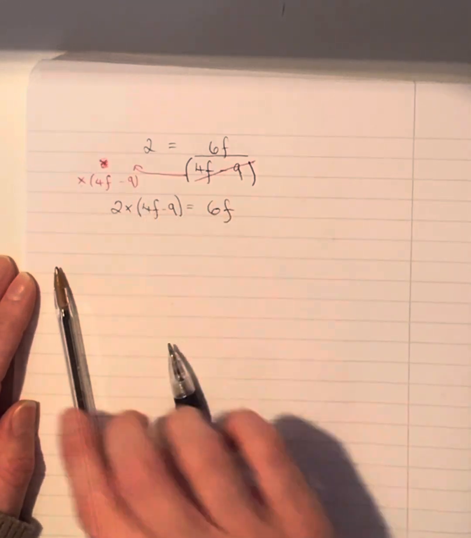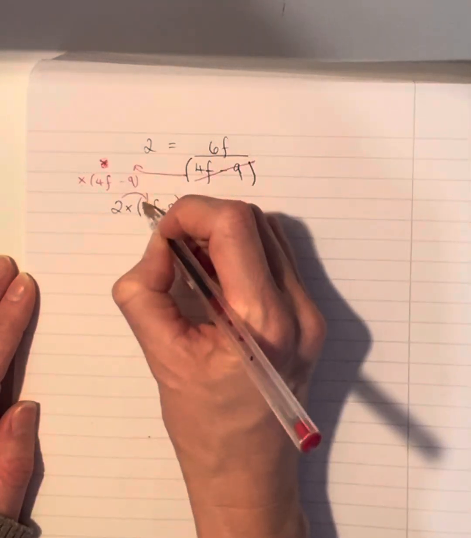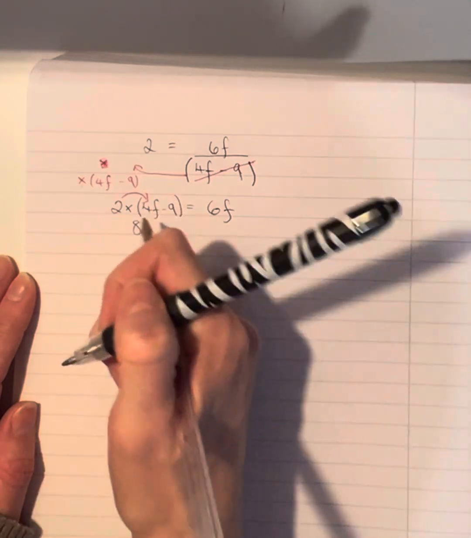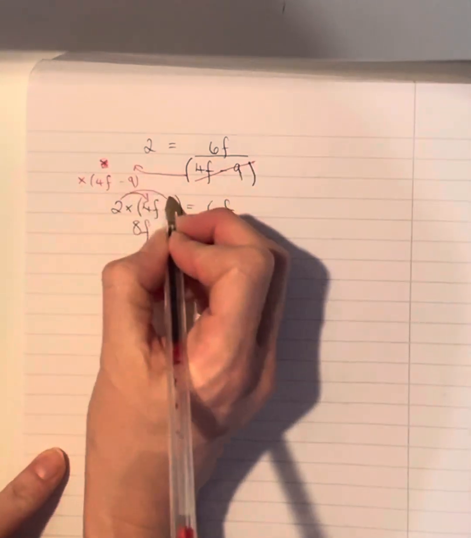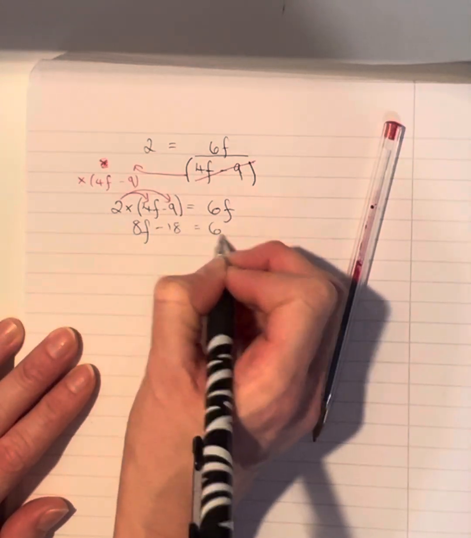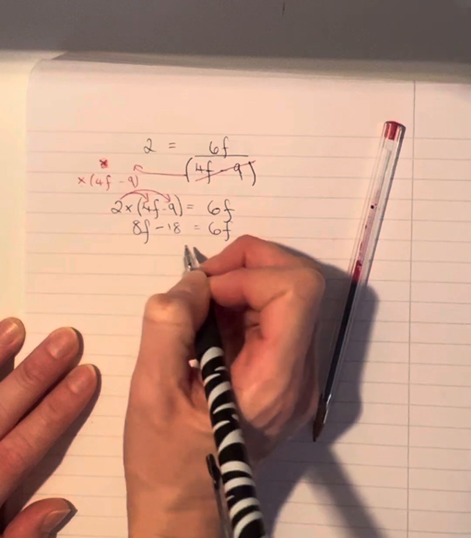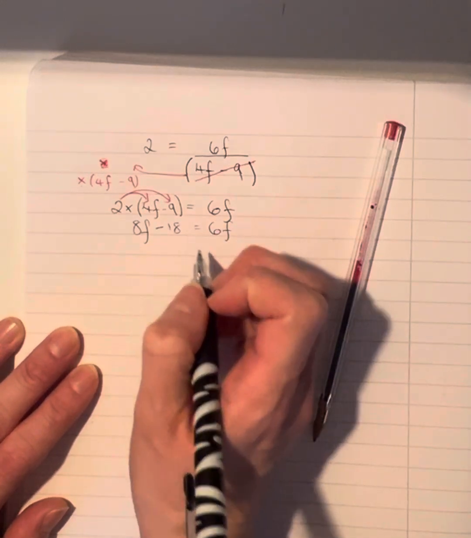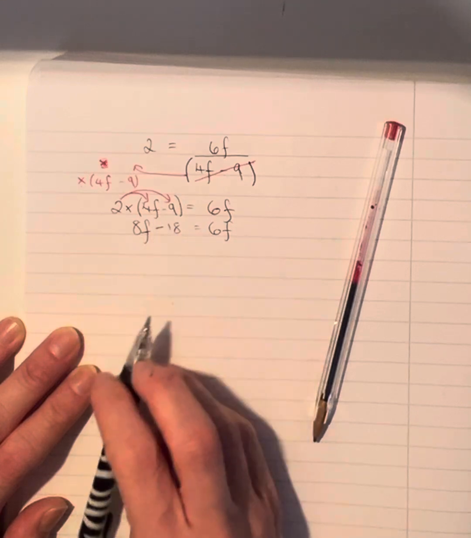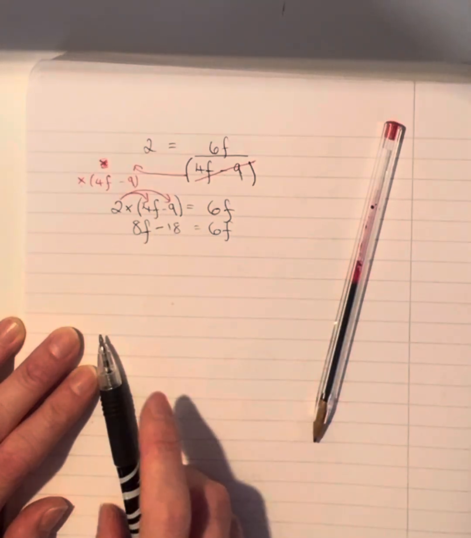And now we just expand the bracket. 2 times by 4f gives you 8f. And then 2 times by negative 9 gives you negative 18. 6f on this side. Now I need all my f's on one side and all my numbers on the other. I can see that 8f is bigger than 6f, so I'm going to bring everything over here to the left side. In fact, let me show you what happens if you don't do that.